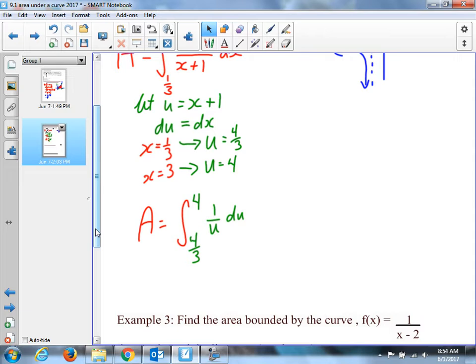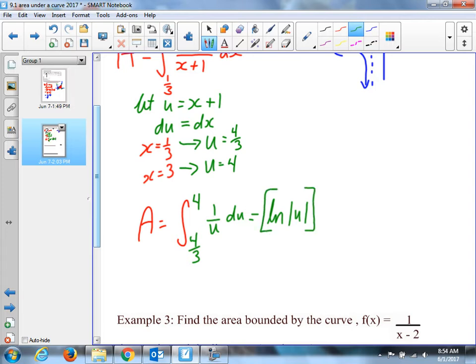The natural log, I'll put the absolute value on there. But we could see that it's all positive stuff we're putting in here. Nothing but positivity in this classroom. Now, no calculator, no problem. I'll just leave this as natural log of 4 minus the natural log of 4/3.